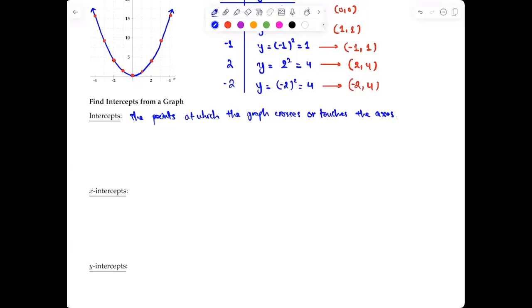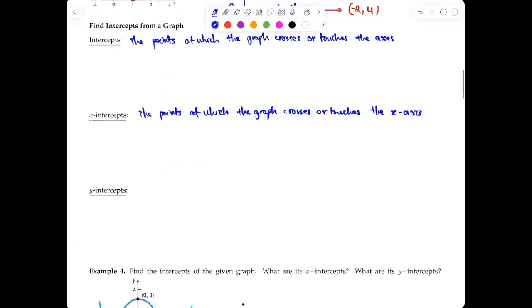All right, so axis, there are two types of axes, right? So it's the x-axis and the y-axis. Therefore, you have two types of intercepts, the x-intercept and the y-intercept. The definitions are very similar to the general intercept. For the x-intercept, the point at which the graph crosses or touches the x-axis.